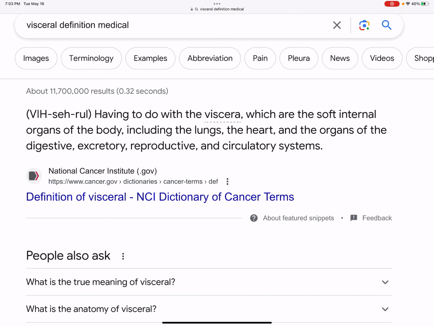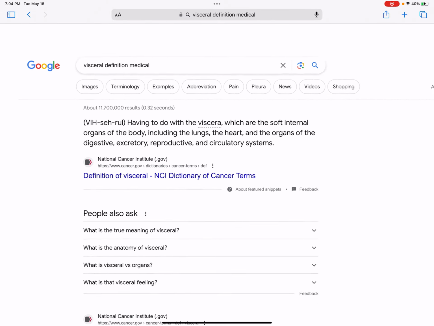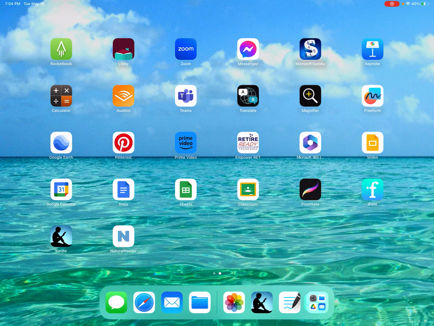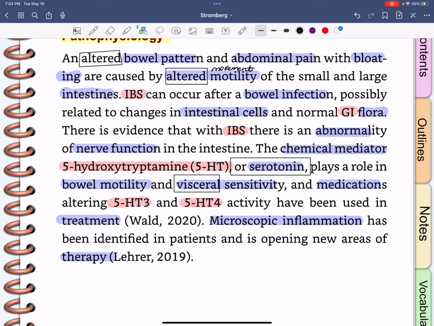Having to do with the viscera, which are the soft internal organs of the body. So it relates to those internal organs. The inside of internal organs is how I would have described it. I'm still not sure my definition's the best. But the point is, I stopped and I looked it up. I need to know what the word means.